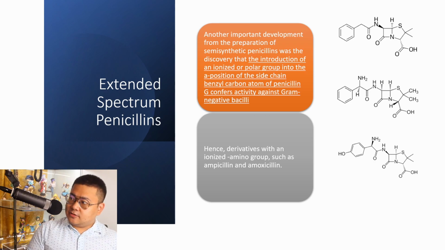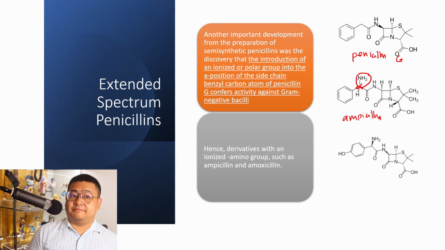Okay, so let's take a look at the structures. Here on top, you have penicillin G, or our benzyl penicillin. This is our standard penicillin. Next, you have ampicillin. The only change from penicillin G is you added an amine group at the alpha carbon. Okay, so the amine is your ionized group.